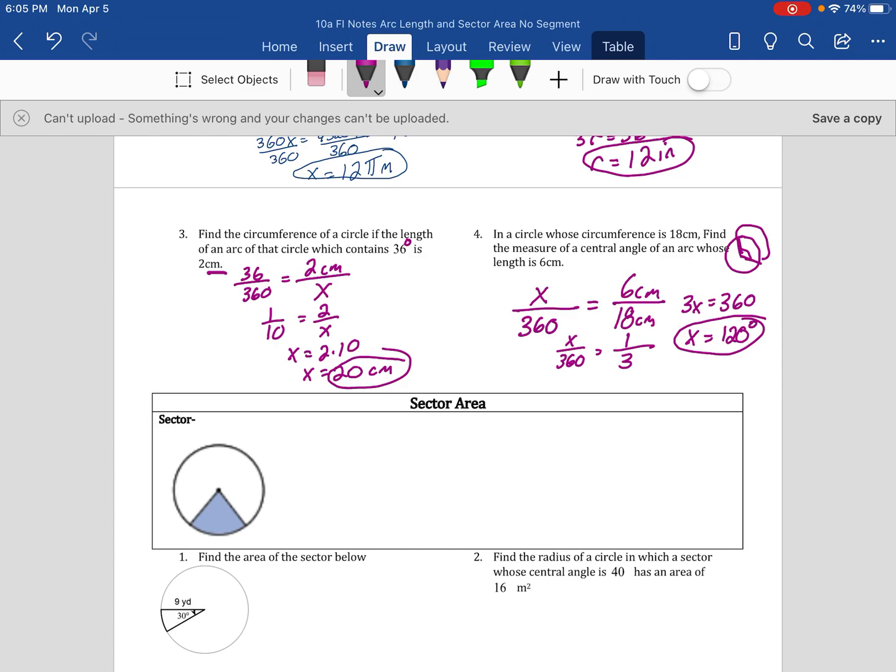Okay, sectors are the same. This is why I like teaching it this way. Sectors are a lot like your arc length, except instead of a portion of the circumference, it's a portion of the area of the circle. The area of a central angle bound by the sides of an intercepted arc.